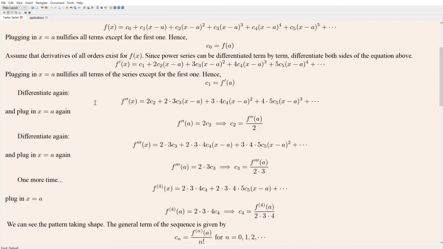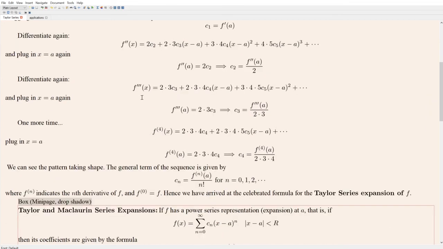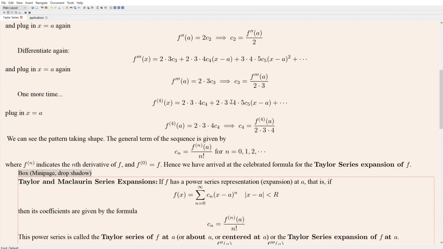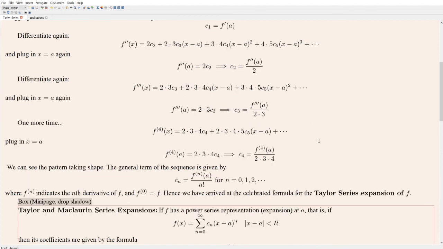Okay, well, let's keep on going. Let's differentiate this again. We apply the power rule again. Plug in a, everything cancels out except for this first term. So we get c2 is the second derivative at a divided by 2. Well, let's go again. And we get this. Differentiate again, and we get this.